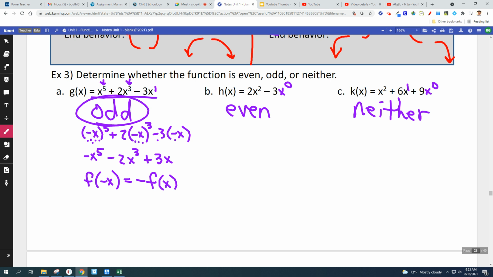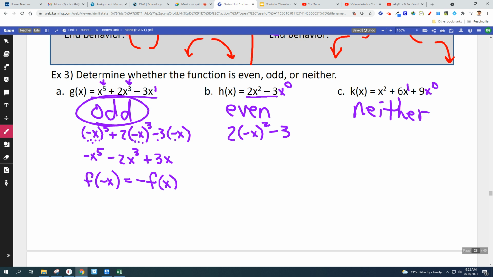That just means it's odd. Now, obviously, it was easier just to look at the odd numbers, but I'm trying to show you the definition. So look at part B. When we had this function, forget about the x0. If you took every x and replaced it with opposite x, that's what your function looks like.